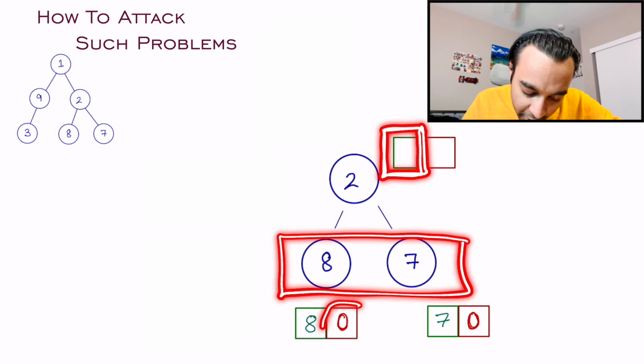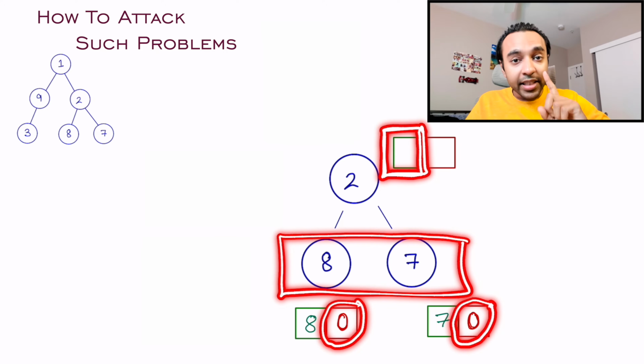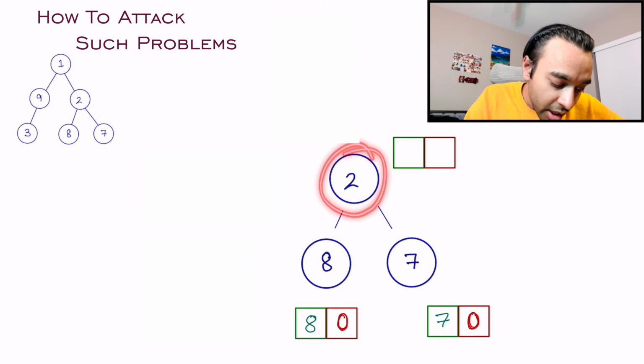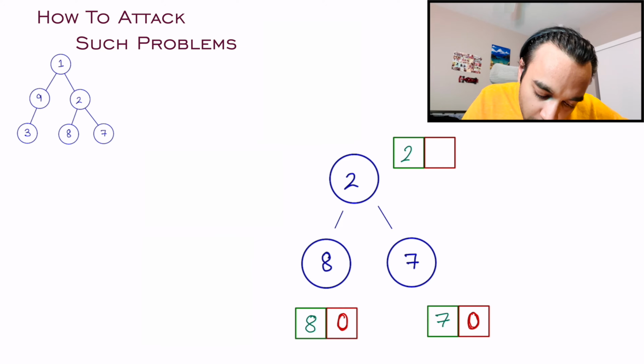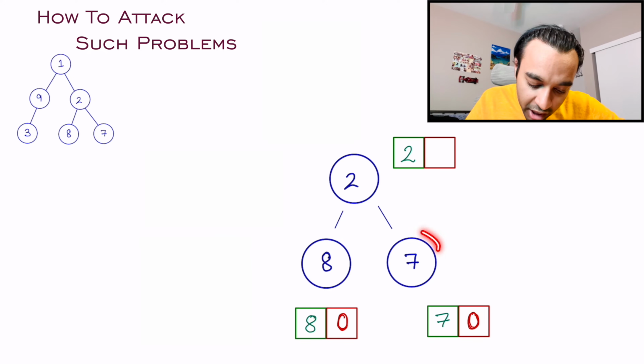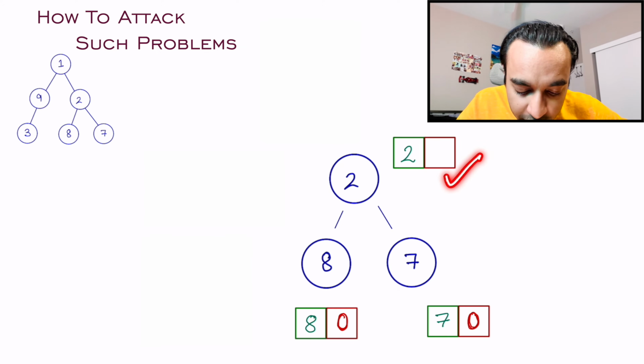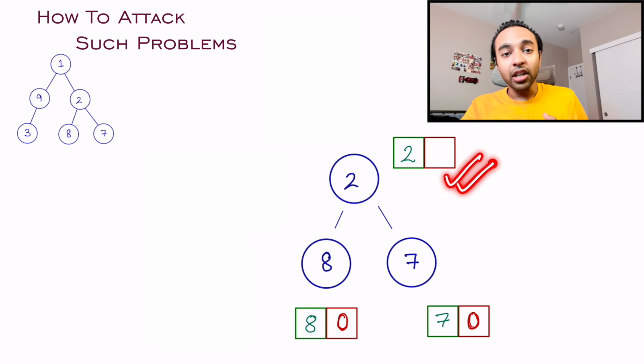And now look at the values. These are the values that you got when you did not rob 8 and you did not rob 7. So if you're robbing this house, the total amount that you can get is 2, right? Because you cannot retrieve value from these two houses. What is the next alternative? The next alternative is you decide that you do not want to rob this house.